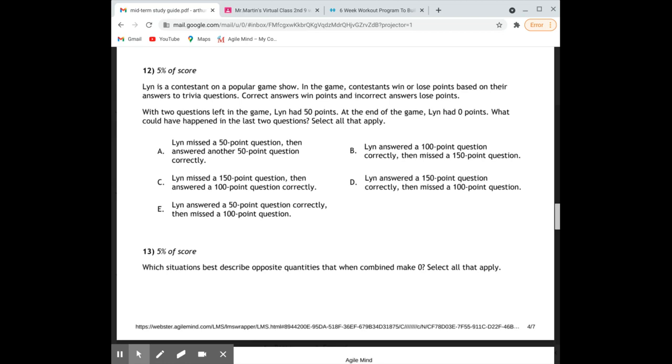Yes, I will. Lynn is a contestant on a popular game show. In the game, contestants win or lose points based on their answers to trivia questions. Correct answers win points, and incorrect answers lose points. With 2 questions left in the game, Lynn had 50 points. At the end of the game, Lynn had 0 points. What could have happened in the last 2 questions? Select all that apply.